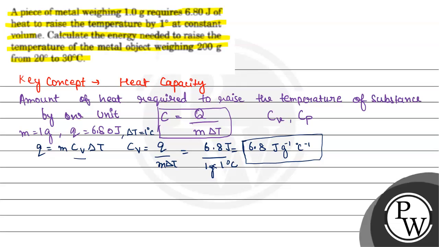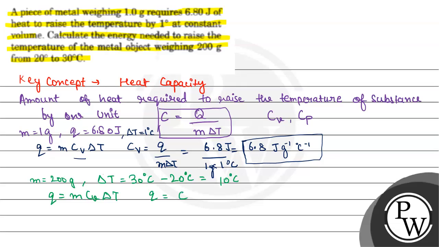Whereas in the second line it is saying to calculate the energy needed to raise the temperature of the metal object weighing, the mass given is 200 gram, and the temperature change delta T is 30 degrees Celsius minus 20 degrees Celsius. So this change comes out to be 10 degrees Celsius, and the heat formula is Q = m CV delta T. So from here we can find the value of Q, which is the energy needed to raise the temperature. Basically they are asking for the heat.